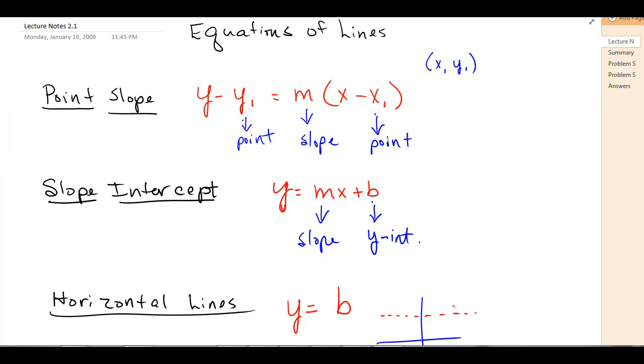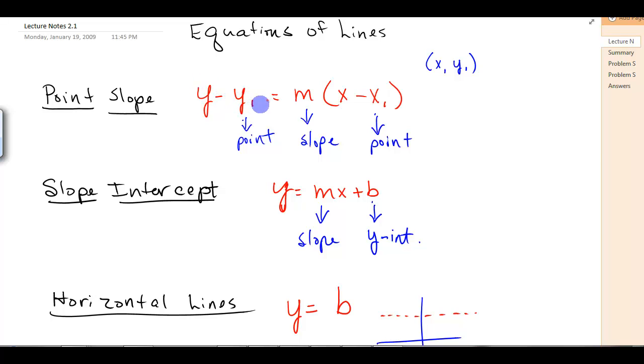This is section 2.1 for college algebra, equations of lines. Some of these might be pretty familiar to you and some may be a little bit new. Let's go over the main ones that we'll be covering in this section. Point slope is the first one, and here is the form of the equation.